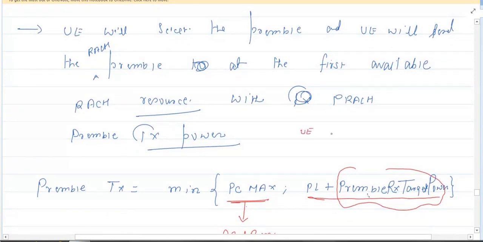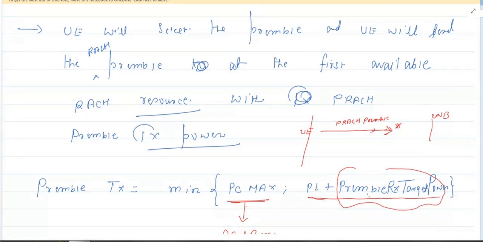Suppose you will send some PRACH preamble, and if suppose this power level is not enough, it cannot reach to e-node B. It will fail. So now we will see with what power we have to send the PRACH request, PRACH preamble to the e-node B, and if the power will not be enough, then how you will increase the power level. So that point we'll see.